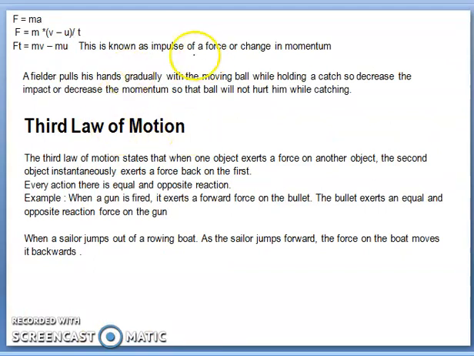Now if I write F = ma, and F = m(v − u)/t, if I move this t to the other side, Ft = mv − mu. This Ft is known as the impulse of a force. This is also known as the change in momentum, which is the impulse of a force.